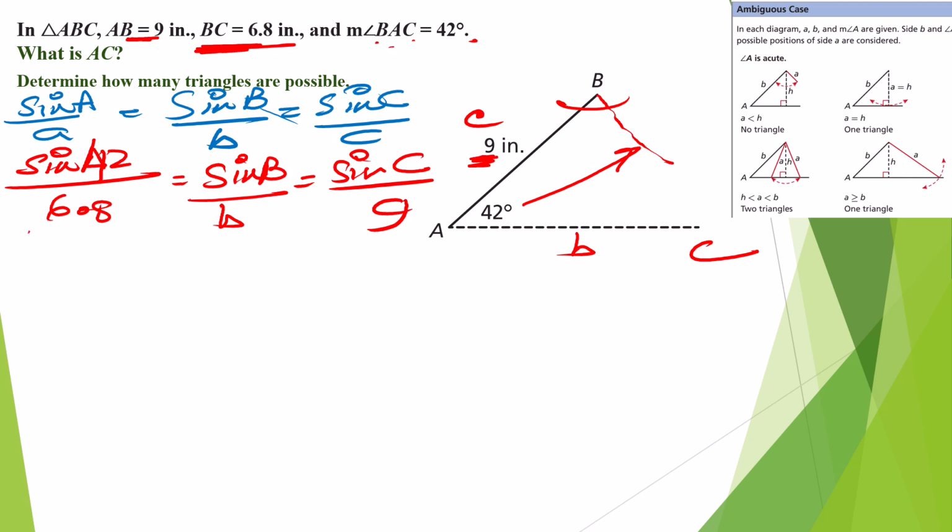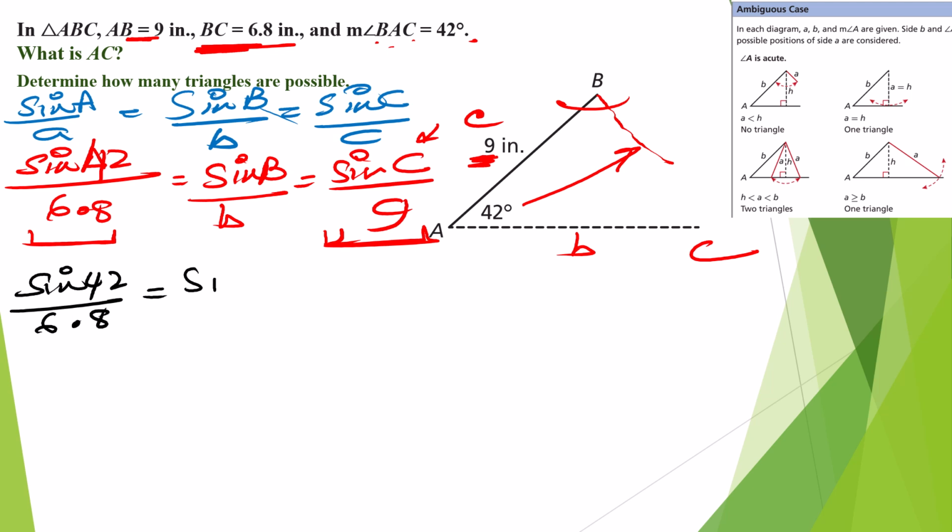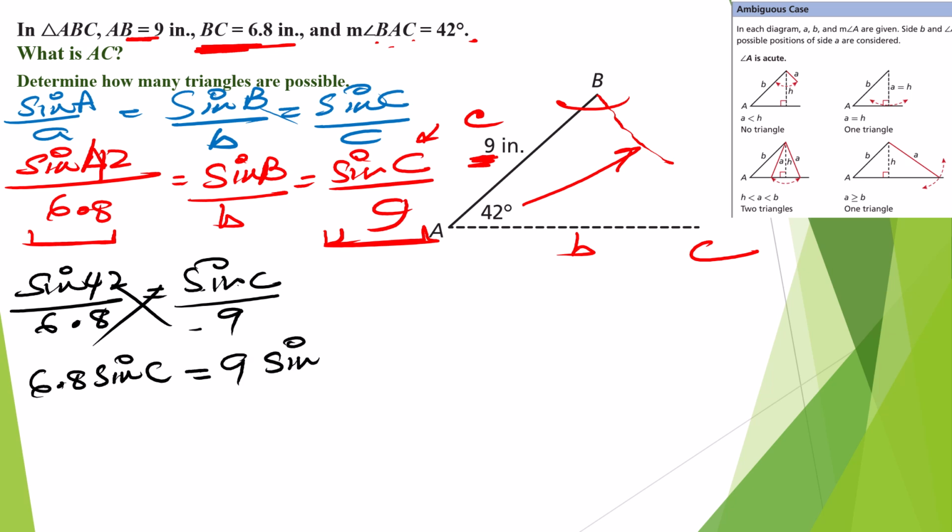So the first thing is that we will take this ratio and this ratio to find the one unknown variable. So we will write here sine 42 over 6.8 equals sine c over 9. We will cross multiply, because we have to find sine c. So 6.8 times sine c equals 9 times sine 42. Now we need to find sine c first, so we will divide both sides by 6.8.